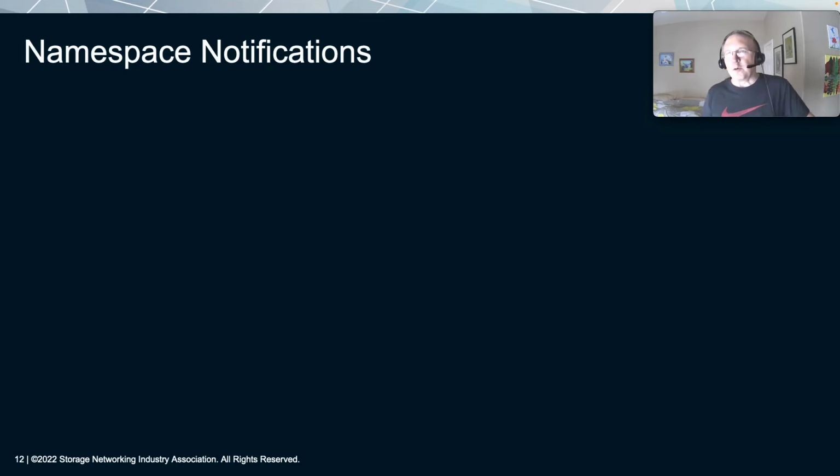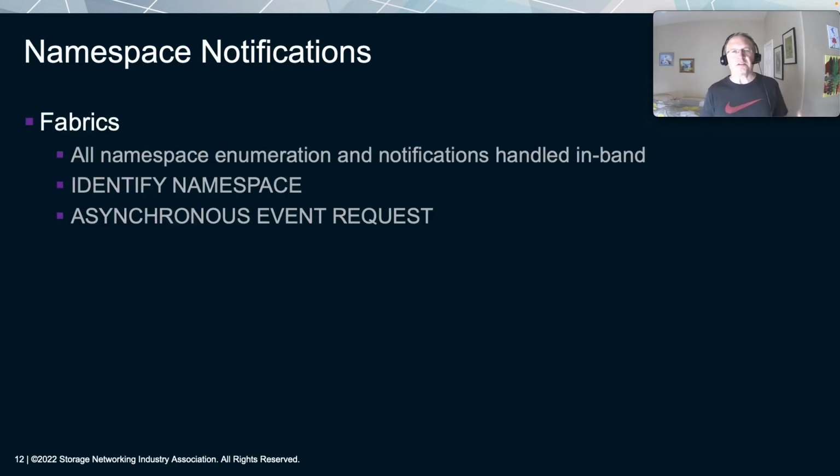Next, namespace notifications. For Fabrics, everything is handled in band. The host can enumerate namespaces using identify commands. They can submit asynchronous event requests that then get completed later if the controller has namespaces added or removed, or if the namespaces change. So all of this is handled in band.